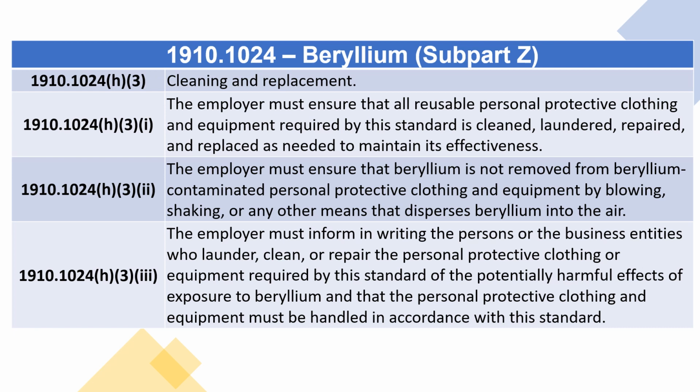1910.1024, H3, 3. The employer must inform in writing the persons or the business entities who launder, clean, or repair the personal protective clothing or equipment required by this standard of the potentially harmful effects of exposure to beryllium and that the personal protective clothing and equipment must be handled in accordance with this standard.